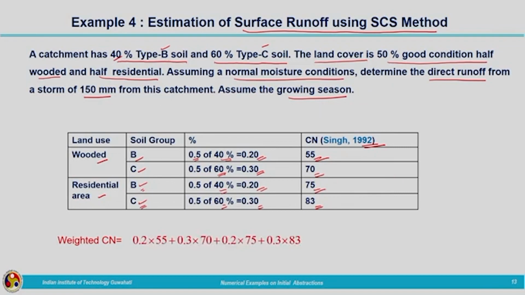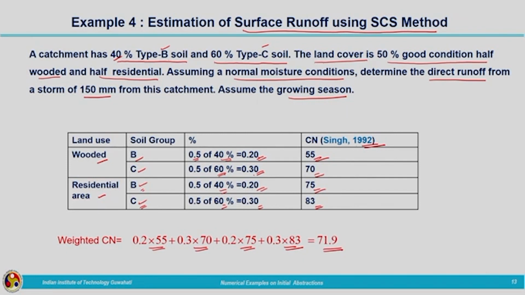So, the weighted curve number value can be calculated as 0.2 multiplied by 55, 0.3 multiplied by 70, 0.2 multiplied by 75, 0.3 multiplied by 83. All will be summed up to get the weighted curve number. It is coming out to be 71.9.